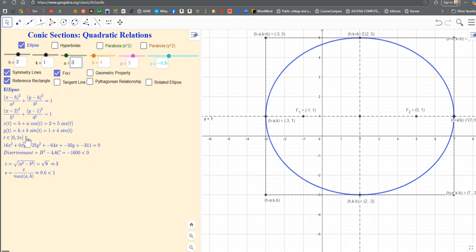If you do this in parametric form, then it has a pretty nice parametric form as well. It's x equals h plus a times cosine of theta, and y is k plus b times sine of theta, where theta is kind of an angle in here, or just t instead of theta for a parameter. So in our case, this is 2 plus 5 cosine of t is x of t, and y of t is 1 plus 4 sine of t.